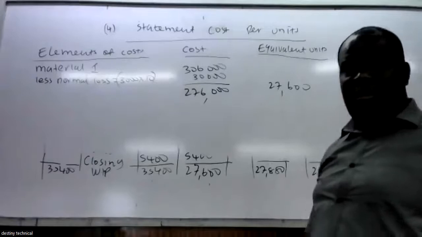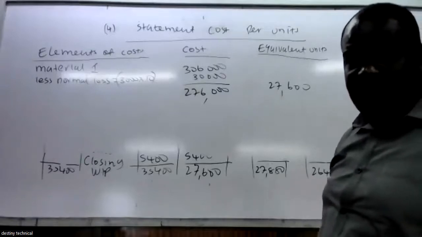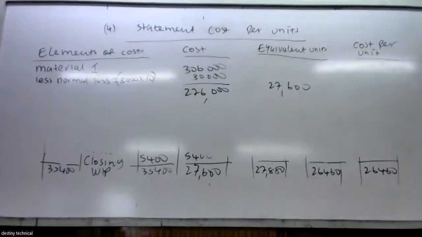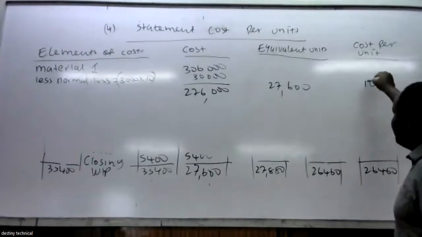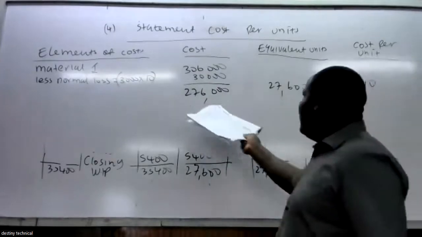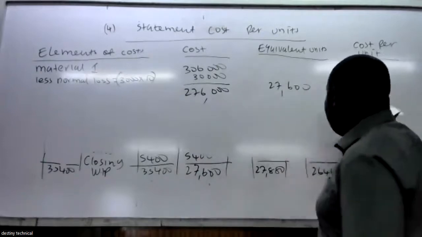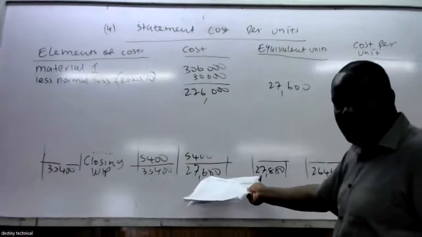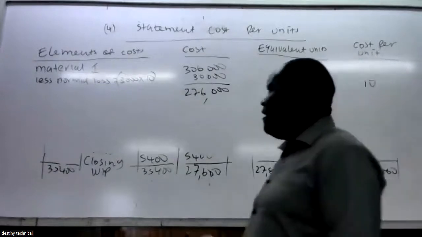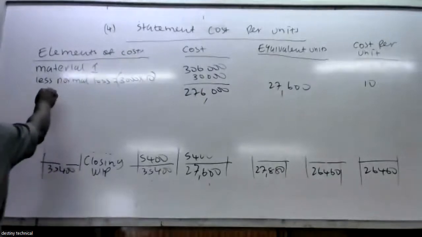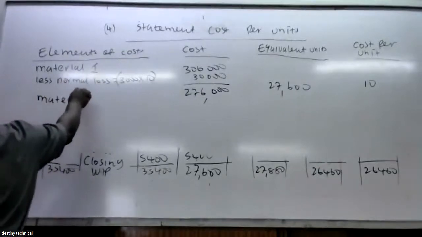So what should be our cost per unit for that one? You get 10 shillings. You are taking this figure and dividing by these units to get that. So that's now for material 1. We go to material 2.